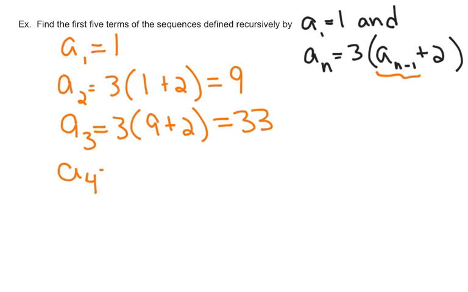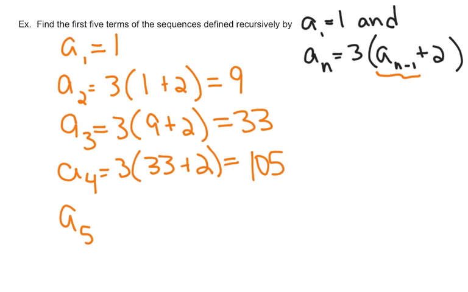The fourth term is going to be 3 times the previous answer plus 2, which is going to be 105. The next term is going to be 3 times the previous answer plus 2, which is going to be 321.